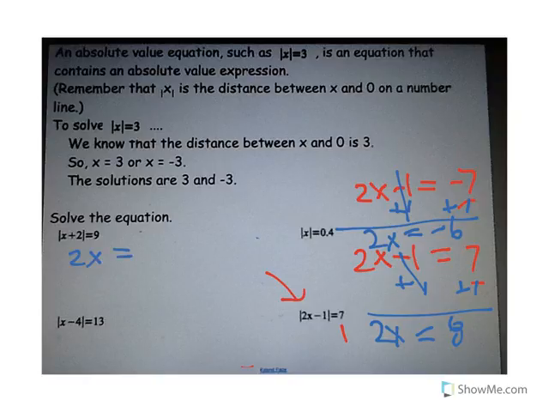2x is equal to negative 6. So x, divide both sides by 2, you're going to end up with negative 3. And then 2x is equal to 8. X is going to be equal to 4. And again, plug those back into here. 2 times 4 is 8. Minus 1 is going to be 7, so that's true. And then when we plug in negative 3, 2 times negative 3 is going to be negative 6. Negative 6 minus 1 is negative 7, so it's true.